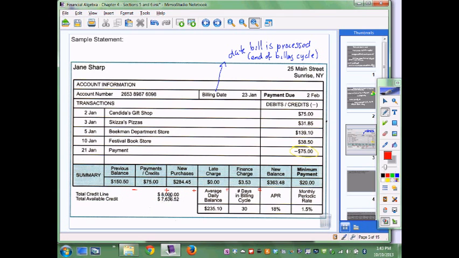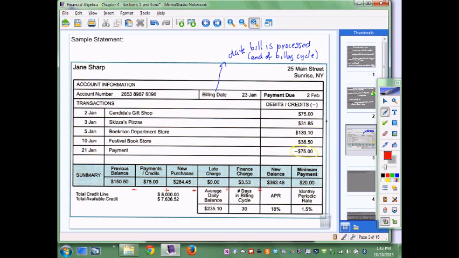You have your total credit line. This is the maximum that you're allowed to charge. And then you have your total available credit, which is your credit line minus your balance. That's how much you have left. Then they have your average daily balance, the number of days in your billing cycle, your APR, and your monthly periodic rate. And that's all on your statement.